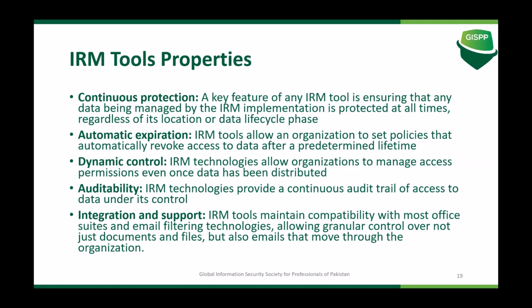Dynamic control. IRM technologies allow organizations to manage access permissions even once data has been distributed. So even if the data is distributed by cloud technology, since that file is generated by the cloud and the cloud is ubiquitous, always present, the file will automatically update permissions. If the file is open and we are connected to the internet, the file is going to check for policies from its source and automatically update permissions and manage access accordingly. It doesn't matter where the file exists.